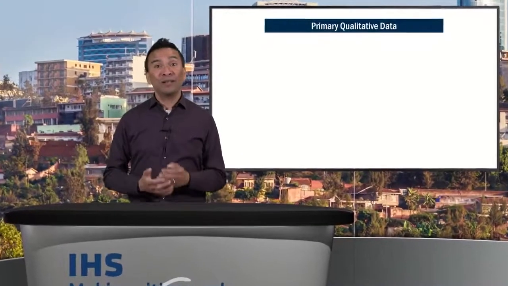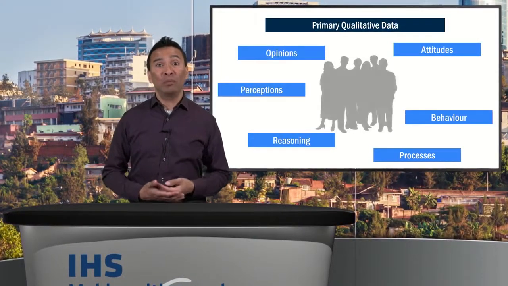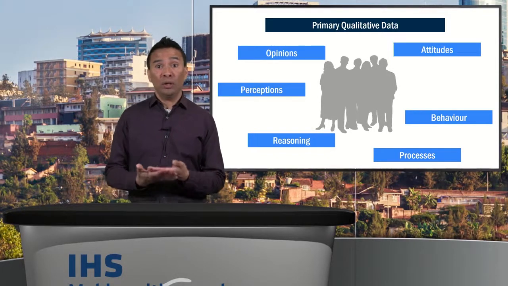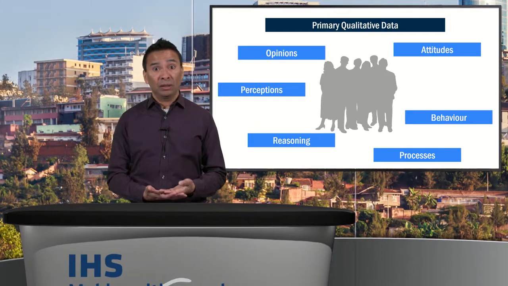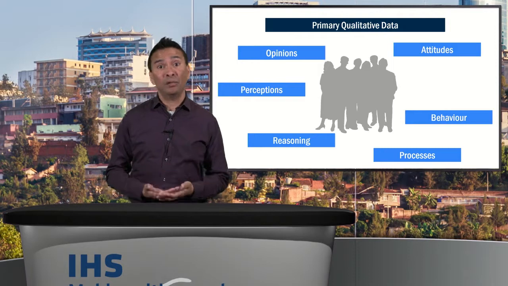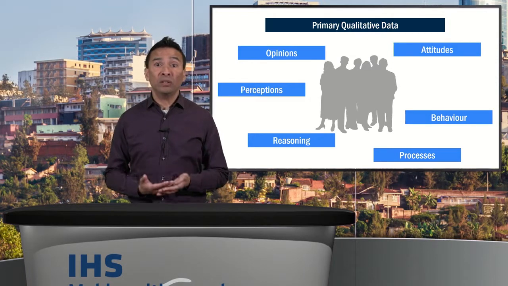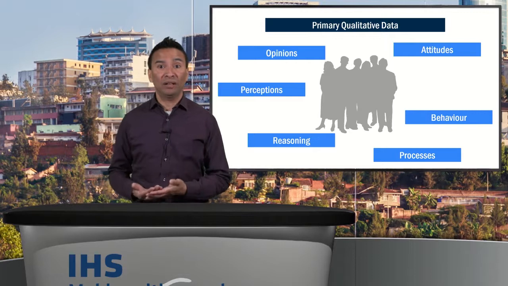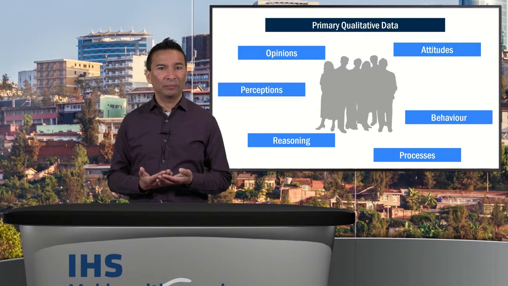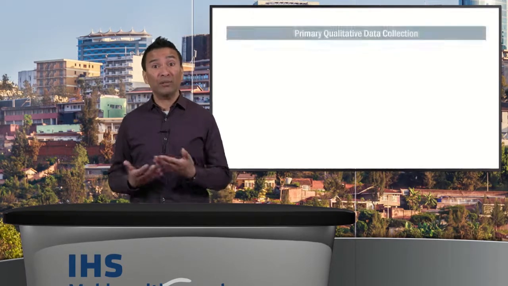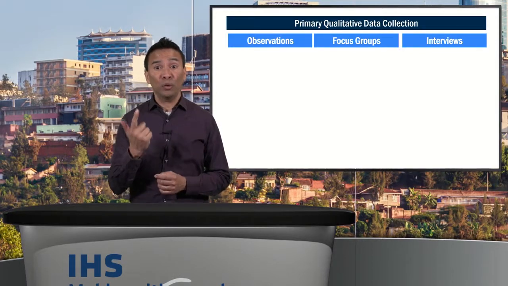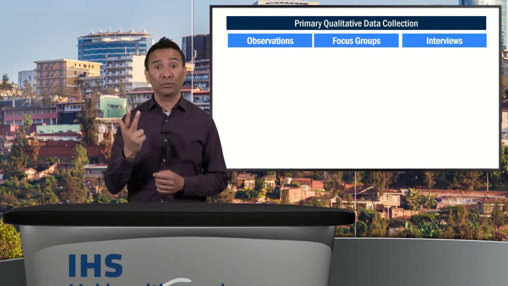Okay, so qualitative data is information that you collect on people's opinions, perceptions, attitudes, or behavior, reasoning, and processes. And as you can imagine, this is the type of data that you cannot express in numbers and facts, which is what makes it different from quantitative data. But how do you actually collect this qualitative data? Well, there are several options you can choose: conducting observations, focus groups, or interviews.